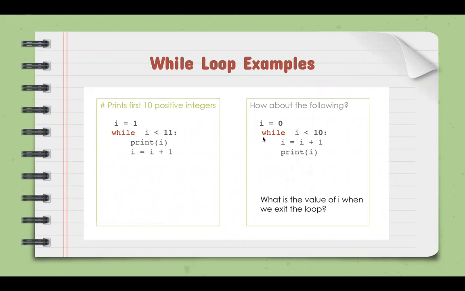So if you look on the right, i equals 0. While i is less than 10, i is equal to i plus 1 and print i. So if you would like, pause the video at this moment and take the next few minutes to figure out what the value of i is when we exit the loop. You can pause the video or whatnot. Okay, I hope that question got you thinking about how the loops work. Let's move on.